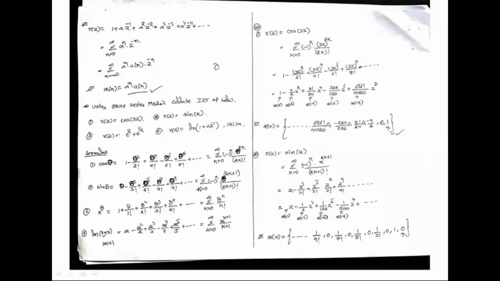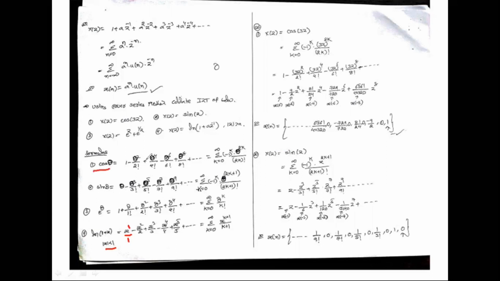ln of 1 plus x, when x is less than 1, so it satisfies this condition also. What is the expansion here? x minus x square by 2 plus x cube by 3 minus x power 4 by 4 and x power 5 by 5, and so on. This is x power 1 by 1. Okay, so as it increases, x power increases and the denominator value also increases. So the summation is sum of k equal to 0 to infinity x power k plus 1 by k plus 1. Remember all the functions here.